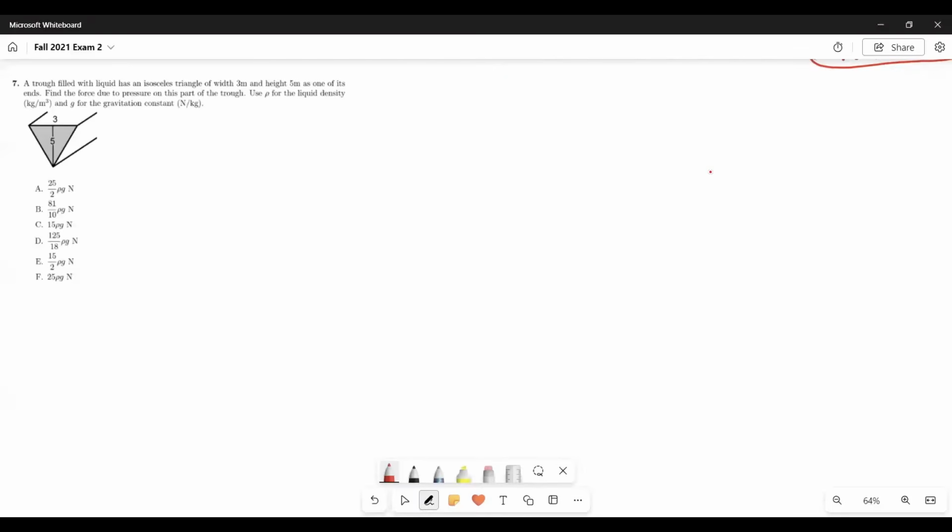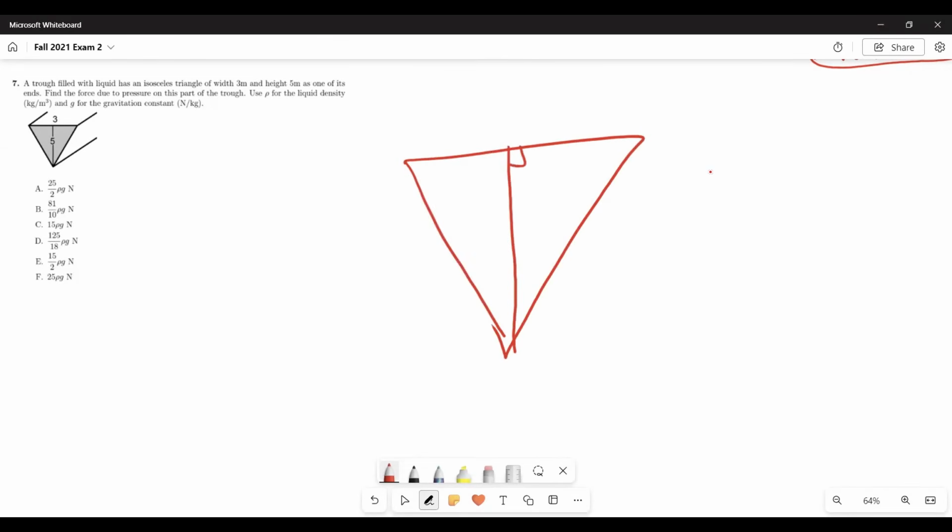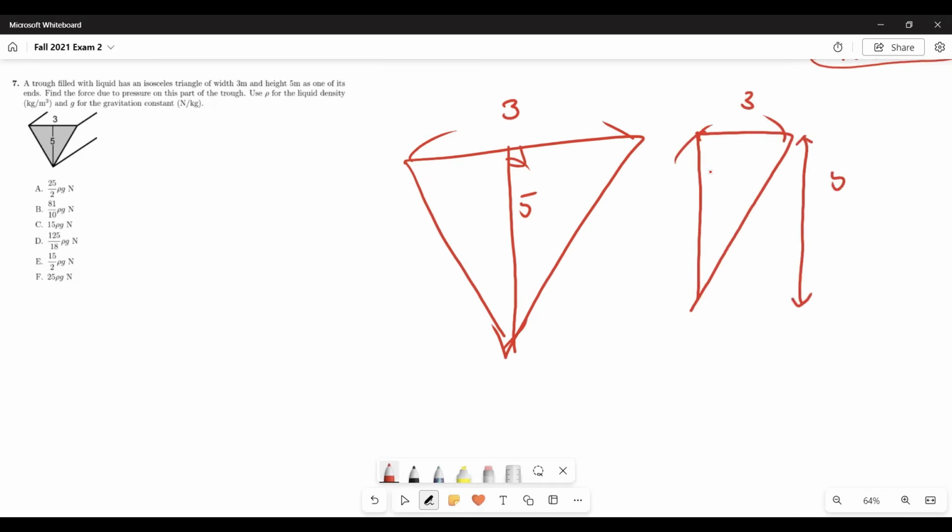Okay, so this question asks to find the force from the pressure on the trough. Let's start with the trough. This is the trough, and this is an isosceles-looking shape, even though it doesn't look like it, it's fine. The sides are 3 and 5. We separate this into one small triangle, and let's put this as 3, and this entire length is 5. We're going to put the water level as L and the water level height as y, and this entire thing is 5.